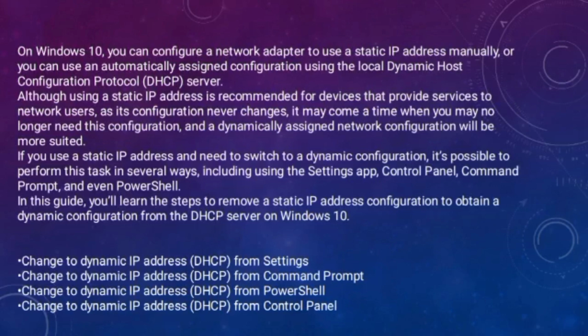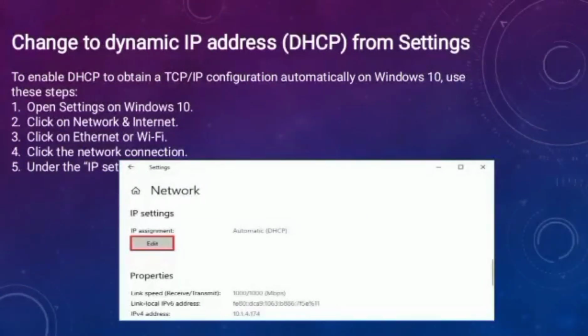in several ways, including using the Settings app, Control Panel, Command Prompt, and even PowerShell. In this guide, you'll learn the steps to remove a static IP address configuration to obtain a dynamic configuration from the DHCP server on Windows 10. So, here are the several ways: change to dynamic IP address from Settings, from Command Prompt, from PowerShell, and Control Panel. So, first, change to dynamic Internet Protocol address from Settings.